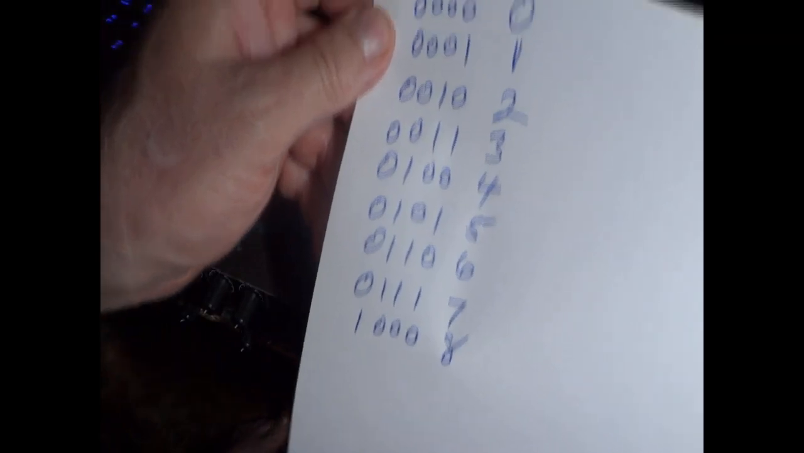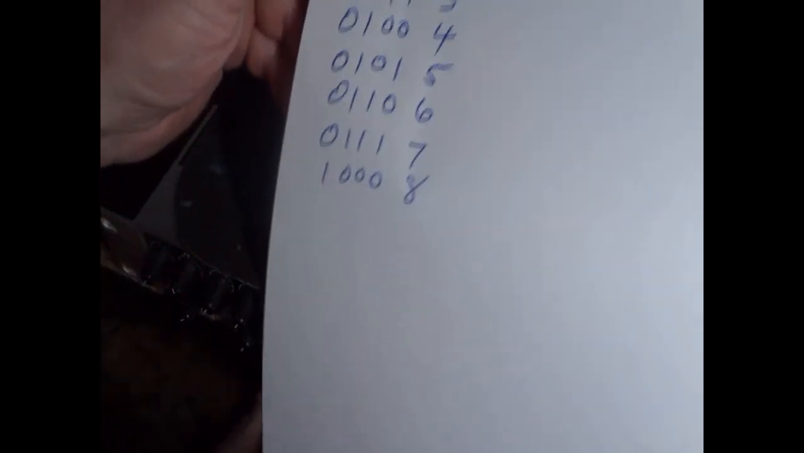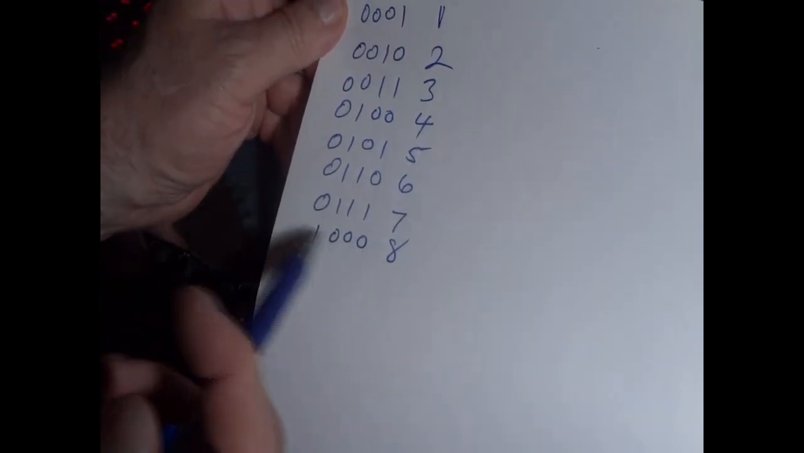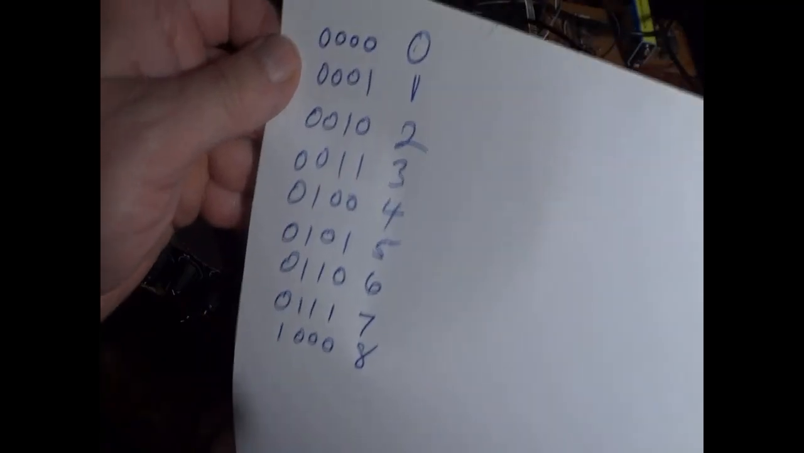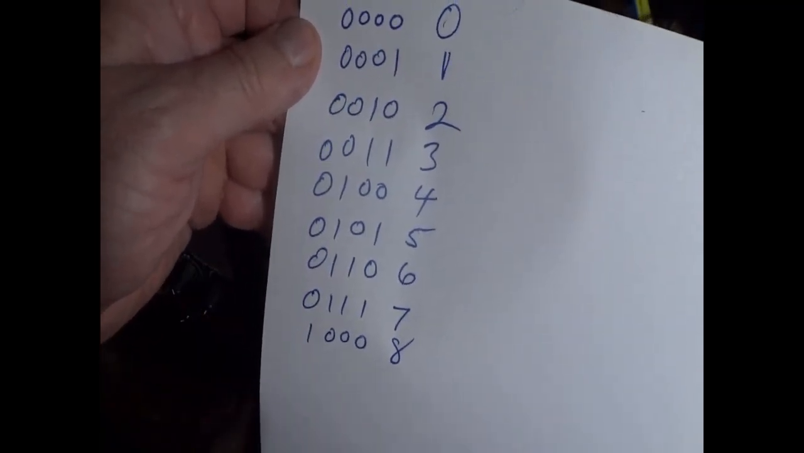So that's how binary works. Like I said, octal is just base 8. In other words, you don't use the rest of these beyond this bit being set. So that's how binary works.